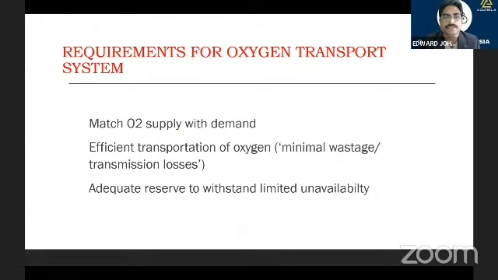So the requirement of the oxygen transport system: the oxygen has to meet the demand because there is no storage. So the transport should be efficient. There should not be any wastage during the transmission. And there must be an adequate reserve to withstand limited availability. So there is a reserve available, no storage is available. You have to know the difference between reserve and storage. Reserve is available in the form of functional residual capacity and oxygen bound to the hemoglobin. These are called reserve. There is no storage.